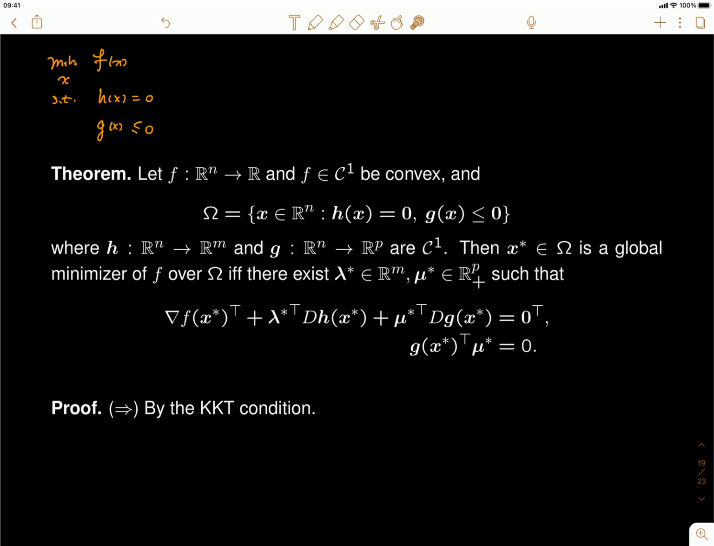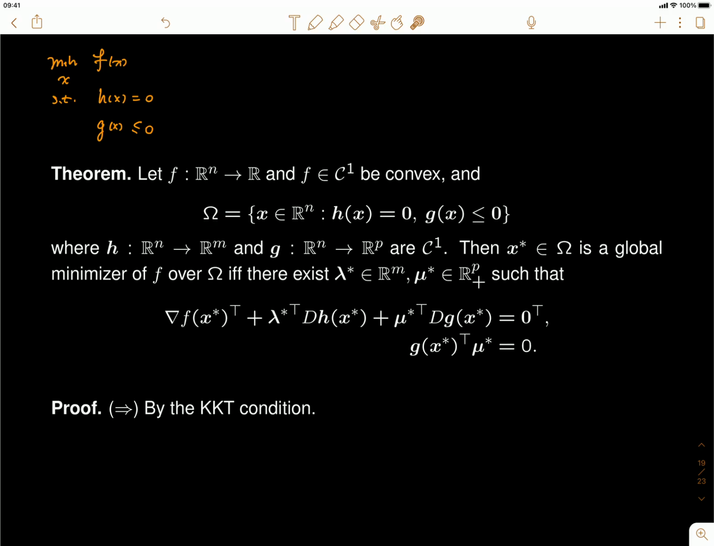This is the inequality constraint. Both of them are vector valued. So here it has m components, h1 through hm, and this one has p components, from g1 to gp. Okay, as we indicated here. All right, and these two constraints give rise to this convex set omega. So all the points that satisfy these two constraints form this convex set omega.